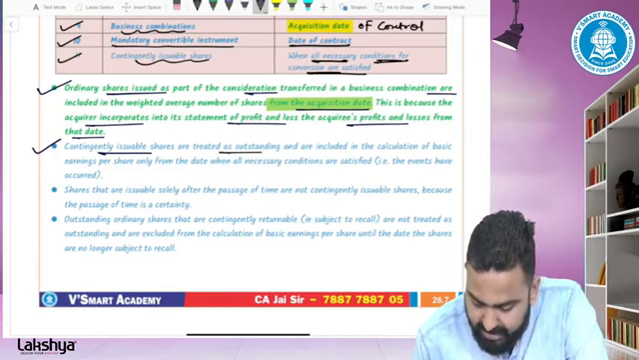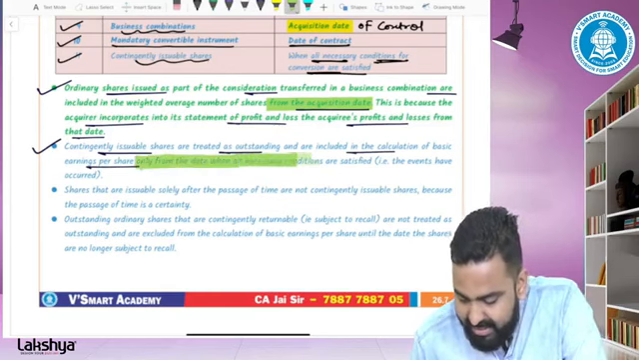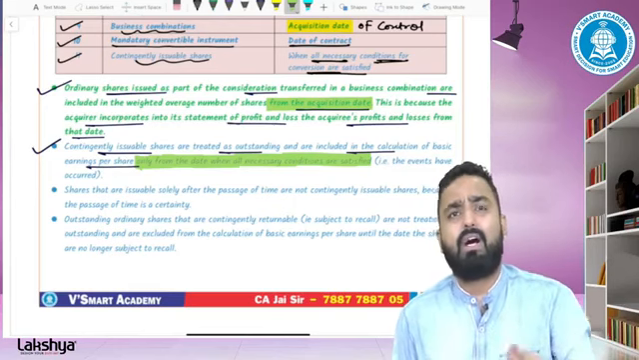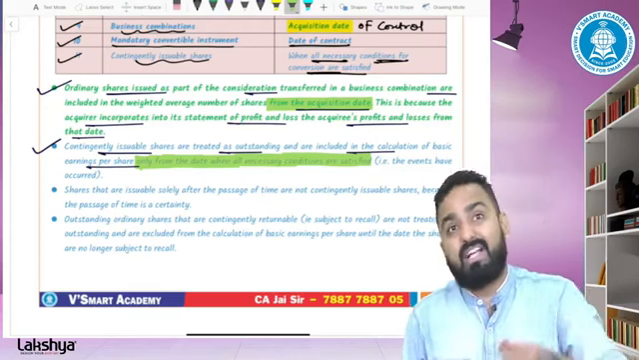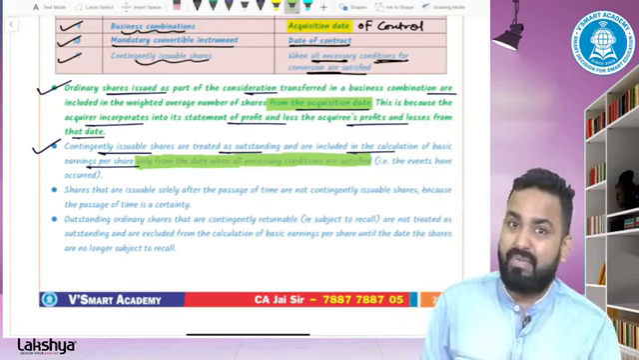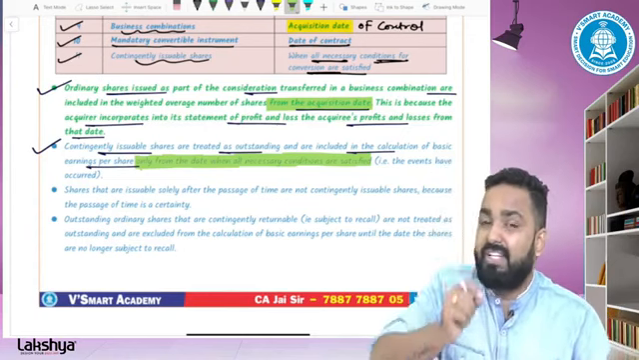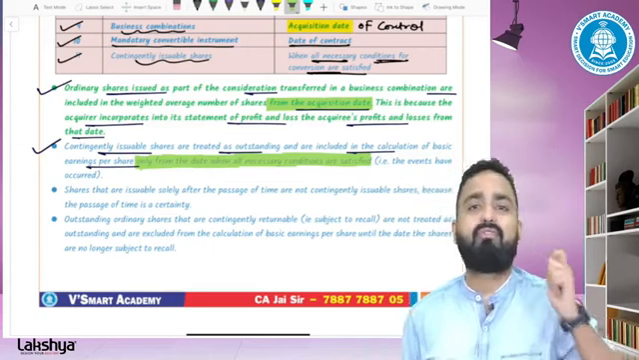Contingently issuable shares are treated as outstanding and are included in the calculation of basic earnings per share only from the date when all necessary conditions are satisfied. Sometimes the company issues shares based on fulfillment of conditions. If the condition is satisfied, shares will be issued. If it is not satisfied, shares will not be issued. So as soon as the conditions are satisfied, that date will be taken for the weighted average working.